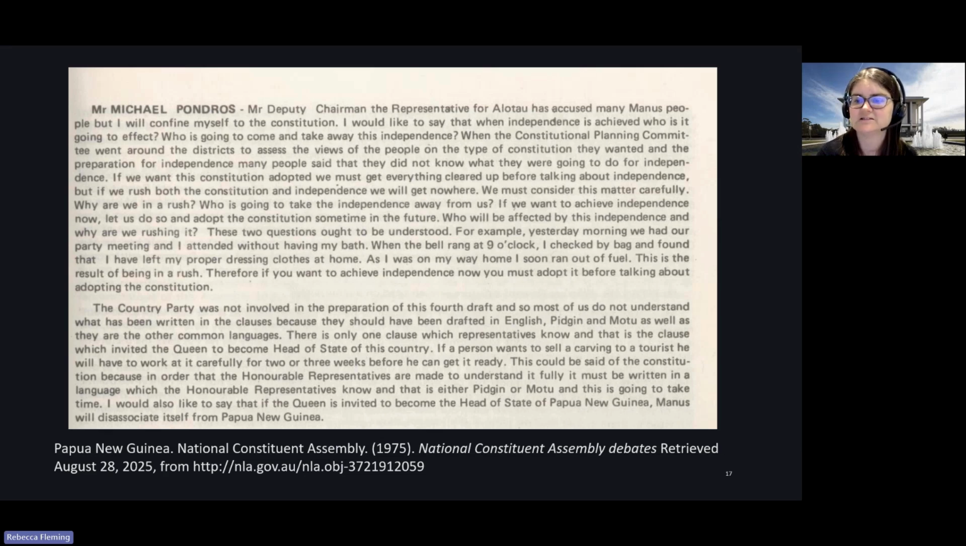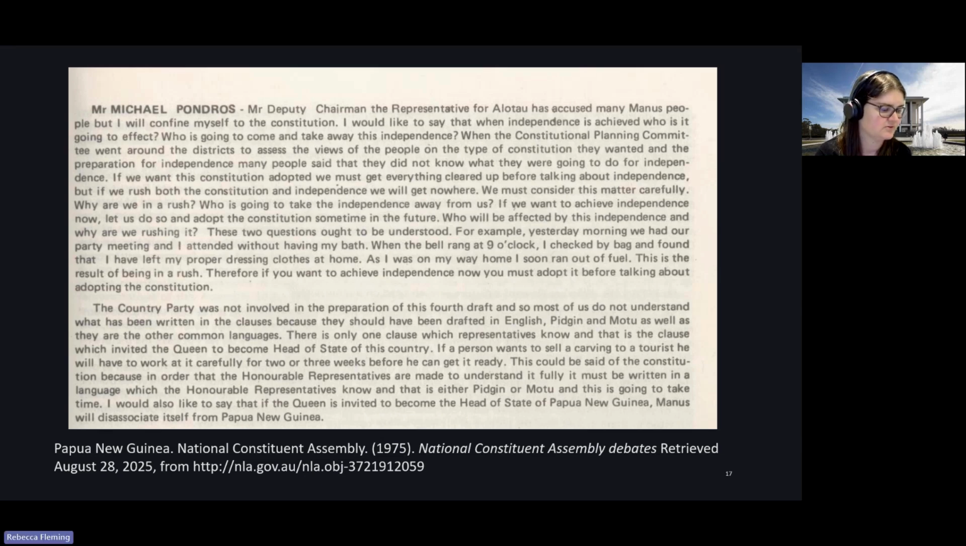In the lead up to independence, the decision on the appointment of Her Majesty Queen Elizabeth II as head of state was also debated in Parliament. And you can see in the quote on the slide that towards the end of that quote, Mr. Michael Ponderus also objected to the appointment of the Queen as the head of state.